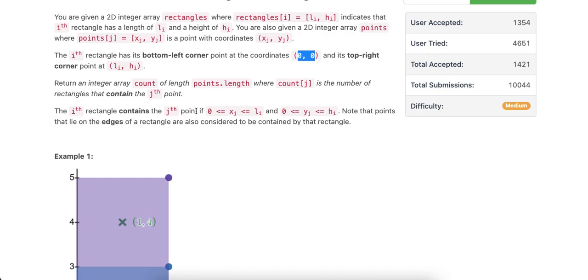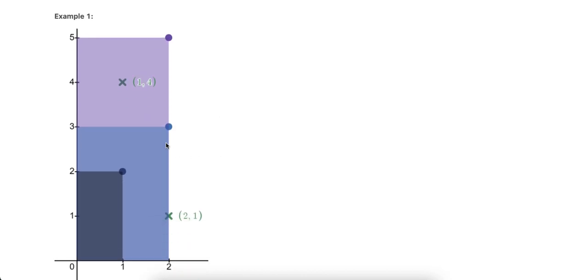Then they were also kind enough to give us the definition in mathematical form of what it means for a point to be contained by a rectangle. Basically, the x of the point is between 0 and li, while the y of the point is between 0 and hi. So these two conditions are an AND logic. Okay.